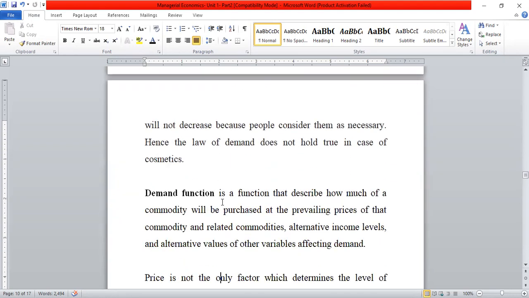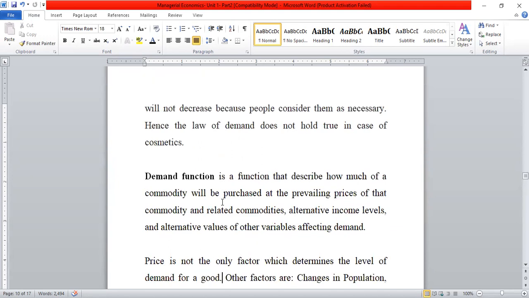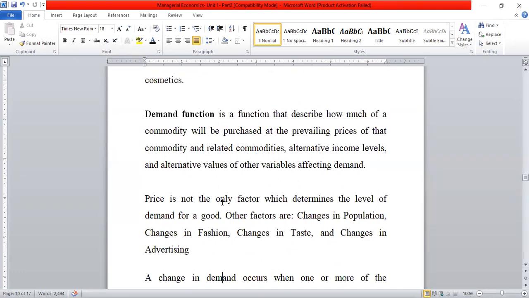And demand function. Next, we have to discuss the demand function. What is a demand function? A demand function describes how much of a commodity will be purchased at the prevailing price of that commodity, the prices of related commodities, alternative income levels, and alternative values of other variables affecting demand. There are a lot of factors affecting demand. There is a relation between the quantity demanded of a product and the various factors affecting it, and it's called the demand function.